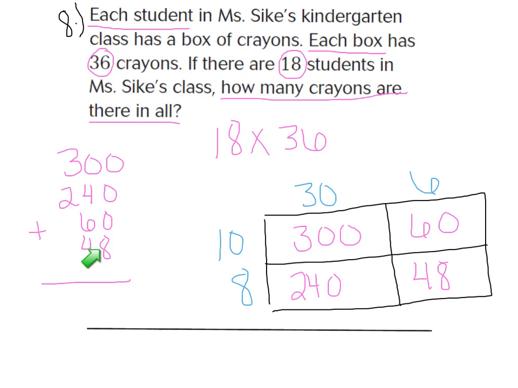So 0 plus 8 is 8. 4 plus 6 is 10. 10 plus 4 is 14. Drop your 4, regroup your 1. 1 plus 3 is 4. 4 plus 2 is 6. So my final answer should have been 648 crayons in Mrs. Sykes' class. If you got this answer, great job. If you missed something, I would like you to go back and rewind the video and watch the process again for better understanding.